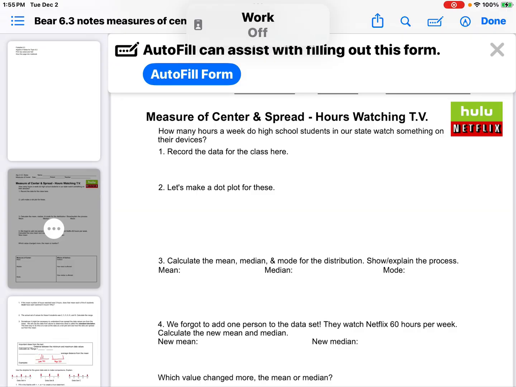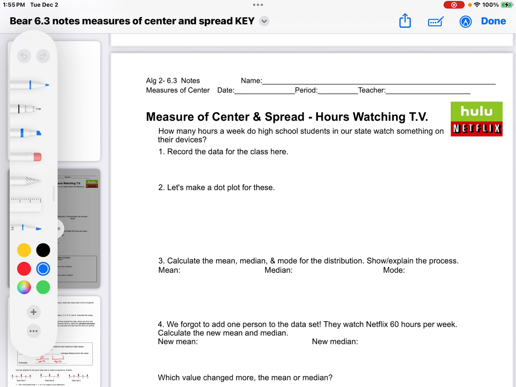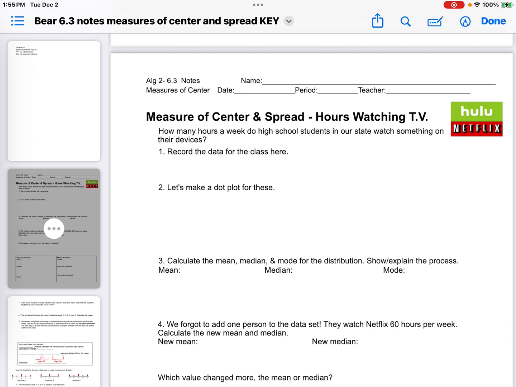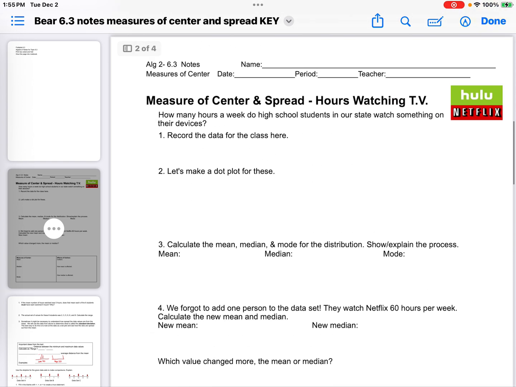This is Mr. Bear, and I am going to talk to you today about how to work with measures of center and spread. This activity would have started with us doing a class survey about how many hours a week do high school students in our state watch something on their devices. So what we're going to have to do is just make up some data.